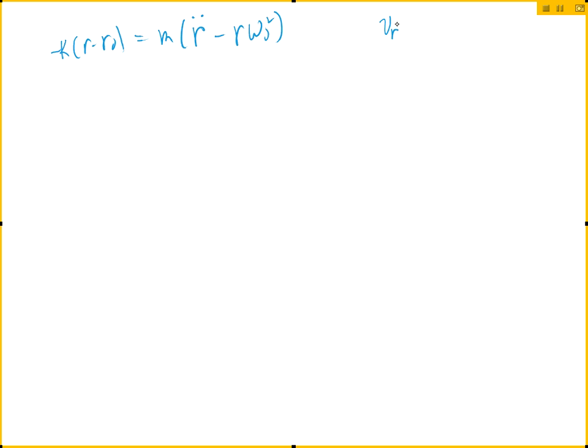Okay? Now we're asked to solve for V_r. Yes, which is, what is that? R dot. Okay, so I'm going to rewrite the right side as, what is r dot? R double dot. That's the same as the derivative with respect to time of r dot, which is V_r. Yes.